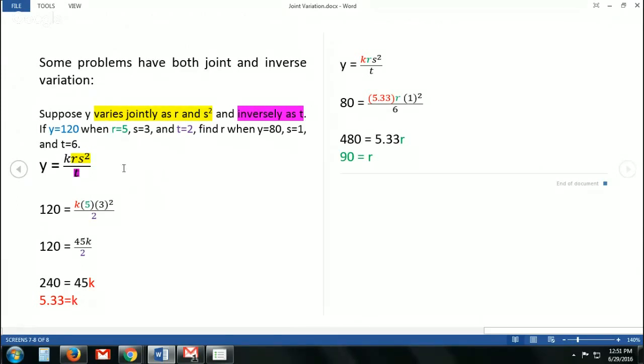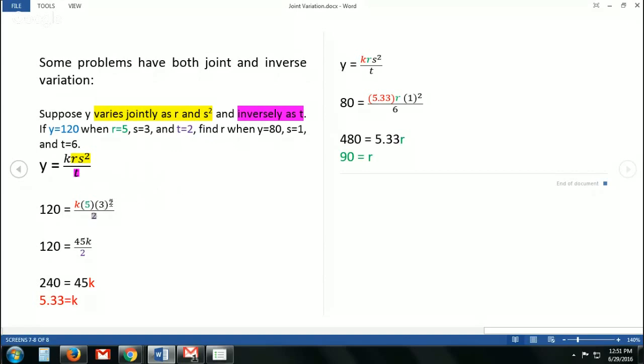Now let's substitute the things that we know. y is 120, so here I've substituted 120. We don't yet know our k, but we know that r is 5. Here I've substituted 5 for r. We know that s is 3. Here I've substituted 3 for s, and remember that's to be squared. And we know that t is 2. Here is 2 substituted for t on the bottom.